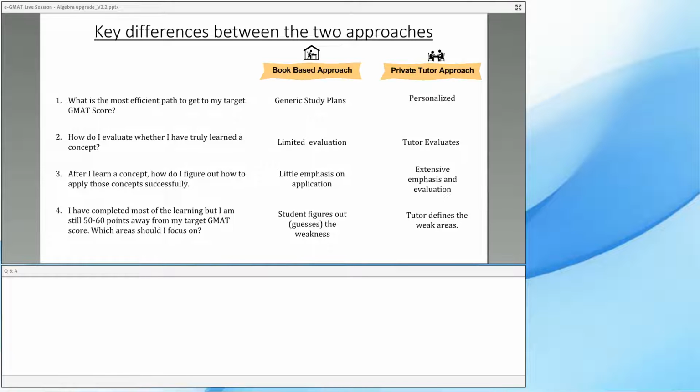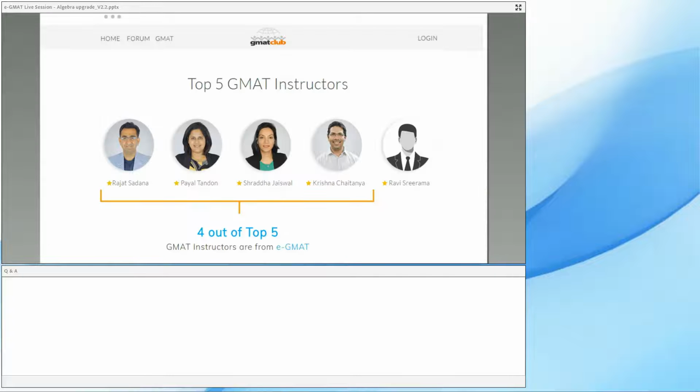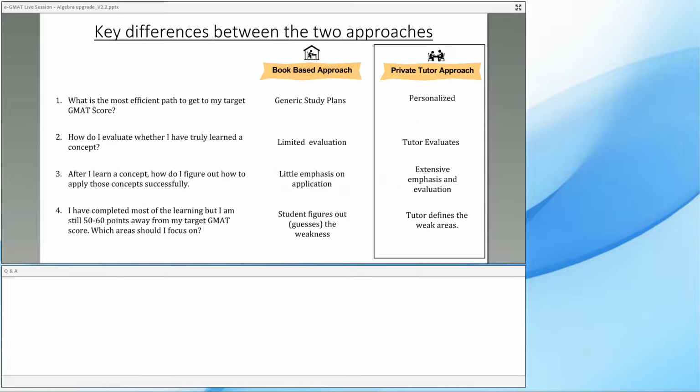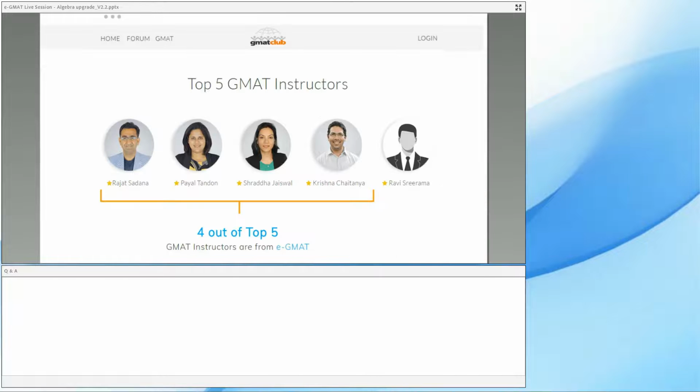While you're learning the same concepts in both these approaches, the extent of feedback and the extent of evaluation that you get is very different. And you can now see why e-GMAT is architected a lot more like the private tutor realm rather than a book-based approach. Now, who's created these courses? Some of GMAT Club's top-rated instructors have created these courses, instructors who work full-time on helping you ace the GMAT.